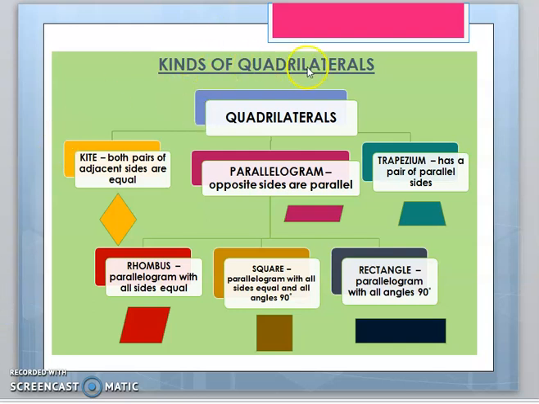Let's now study the kinds of quadrilaterals. Quadrilateral, as you know, is a four-sided figure. It can be of three types: kite, parallelogram and trapezium. All three are different in their properties. Now a parallelogram can be further divided into three types: a rhombus, square and a rectangle. Let's one by one study the properties of all these different types of quadrilaterals.